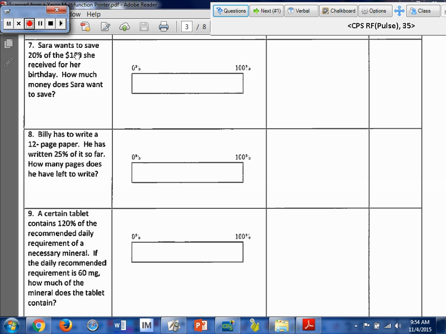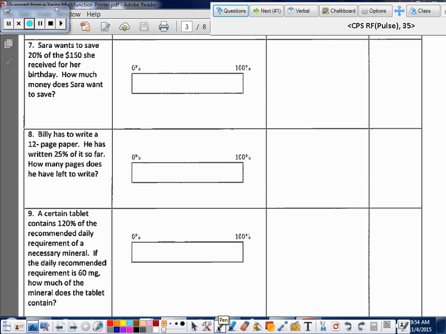All right, so Kevin, go ahead. Sarah wants to save 20% of the $100. How much money does Sarah want to save? Very good, thank you very much. So she wants to save 20%.